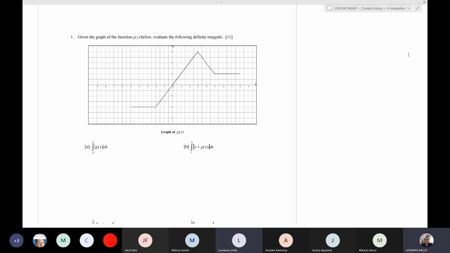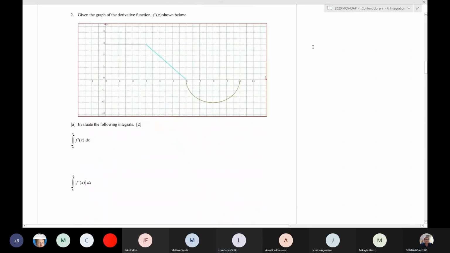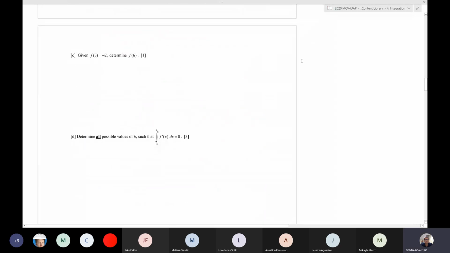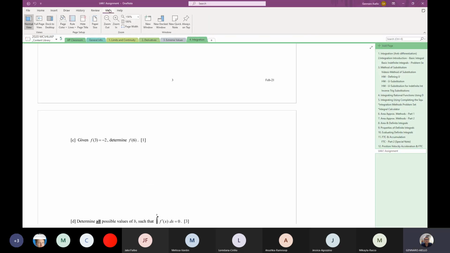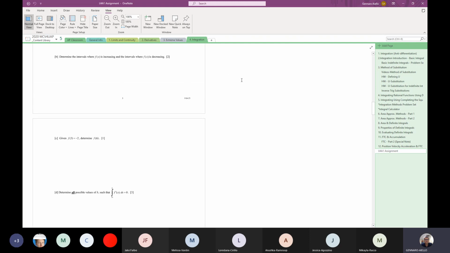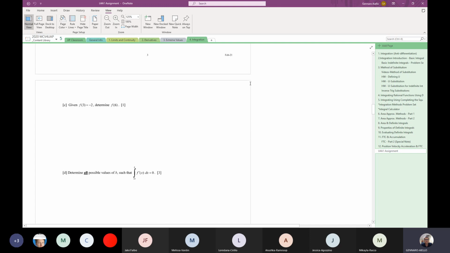Sir? Yeah. Can we look at 2D, please? 2D. All right. Let me make this smaller so I can see what I'm doing here. So you're being asked, find all possible values of b such that, I'm sorry it's small, find all values of b such that the integral from 10 to b of f prime of x dx is equal to 0.